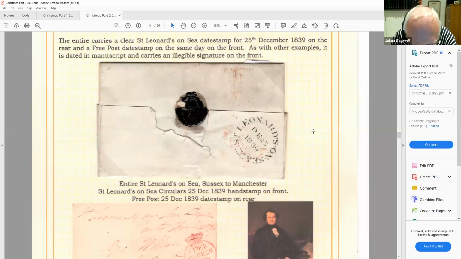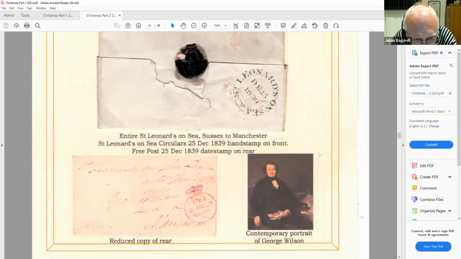Other reasons are interesting. This is actually addressed to a chap called George Wilson, who at the time was the secretary of the Anti-Corn Law Association, which later became the Anti-Corn Law League. And I suspect, and the letter talks about the Corn Laws, and in a way, quite an interesting example of contemporary history, because the Corn Laws were repealed later, and the Anti-Corn Law League eventually dissolved itself because its job was done. But this letter, very nice, very clear, St. Leonard's Council there, December the 25th, 1839.